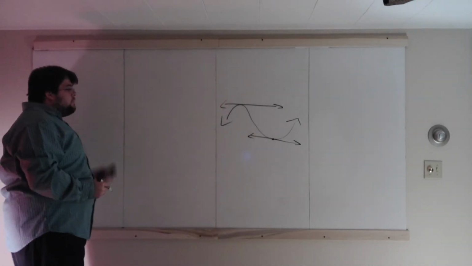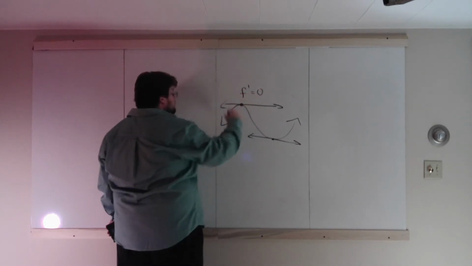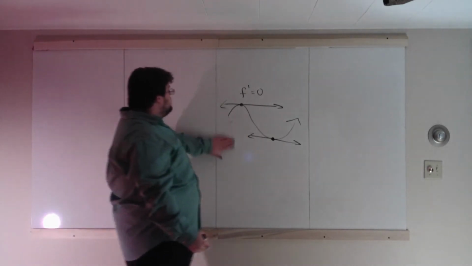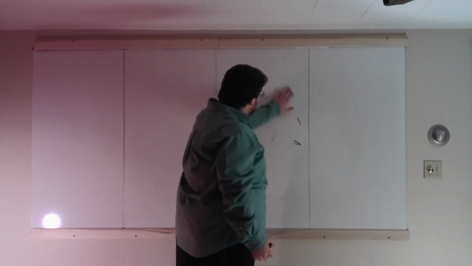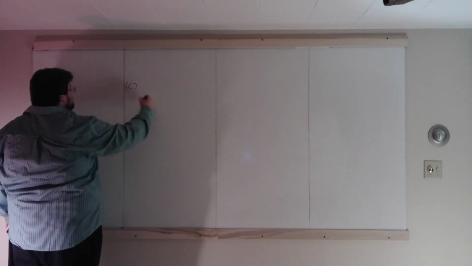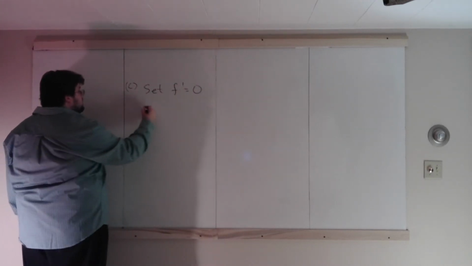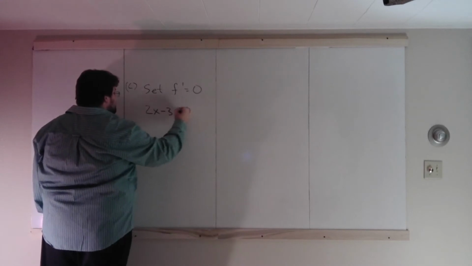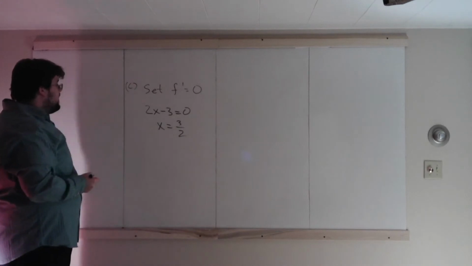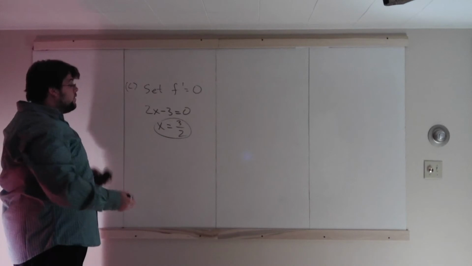So we want all the points where the derivative equals 0. Well, in part C, we're given the derivative. Well, we're actually given the derivative in part A, I guess. But in part C, all we need to do is set f prime equal to 0 and solve for x. So 2x minus 3 equals 0. Add 3, divide by 2. X equals 3 halves. So at x equals 3 halves, the function has a horizontal tangent.